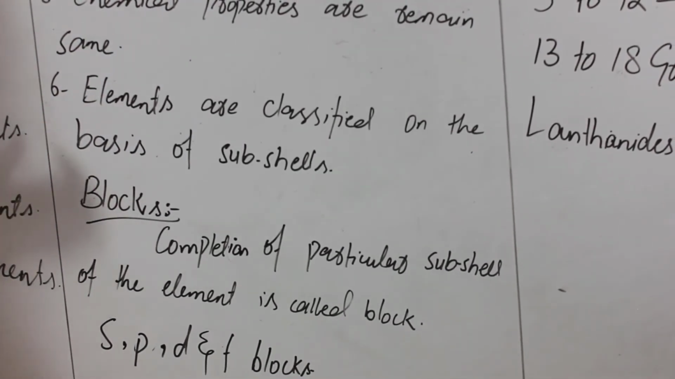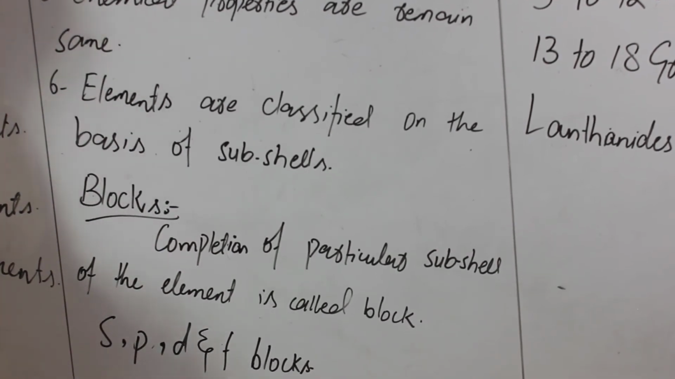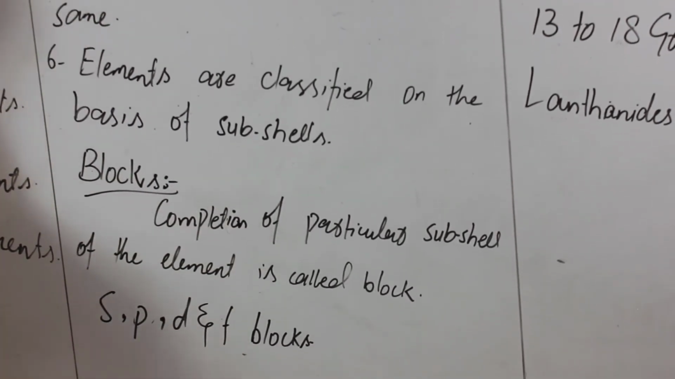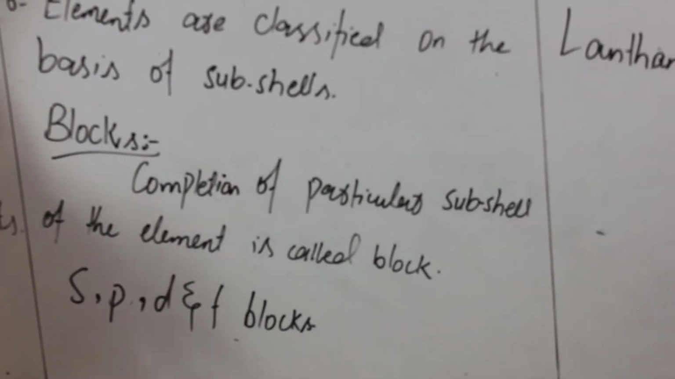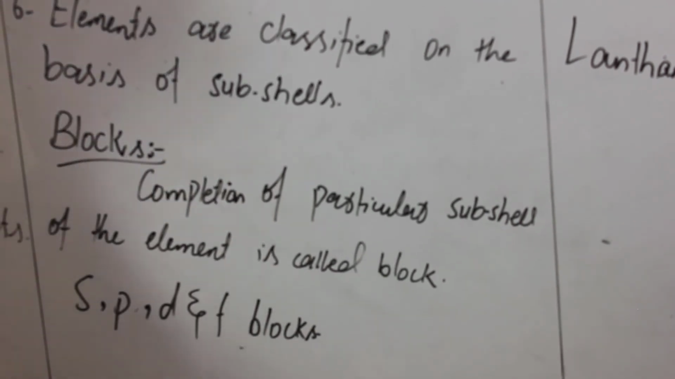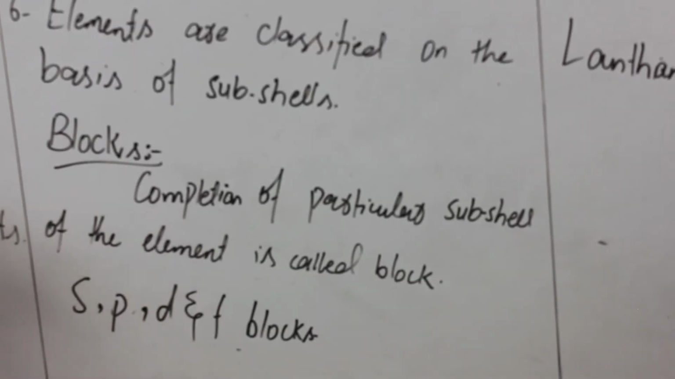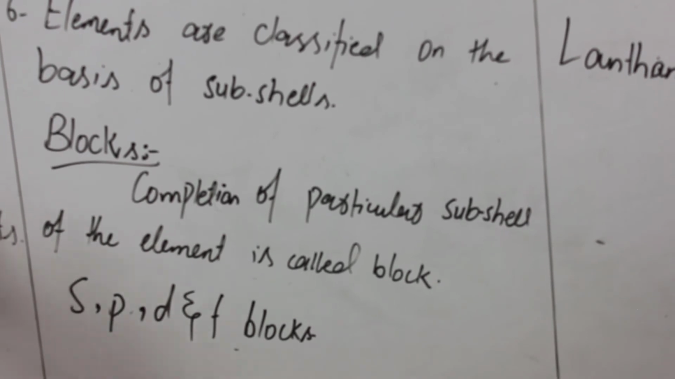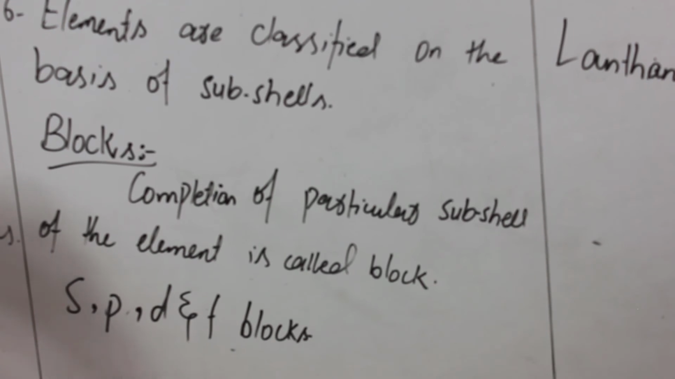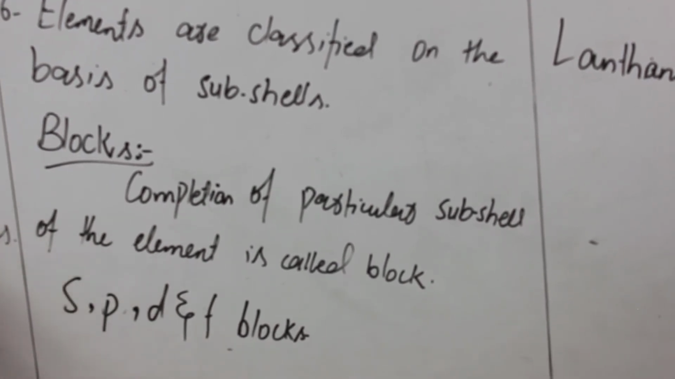The 6th feature of the periodic table is that elements are classified into blocks on the basis of subshells. What is a block? Elements are grouped by completion of a particular subshell in their electronic configuration, and that subshell refers to their block name. If we take the electronic configuration of one element and see which subshell it completes, that gives its block name. In the modern periodic table, 4 blocks are present.